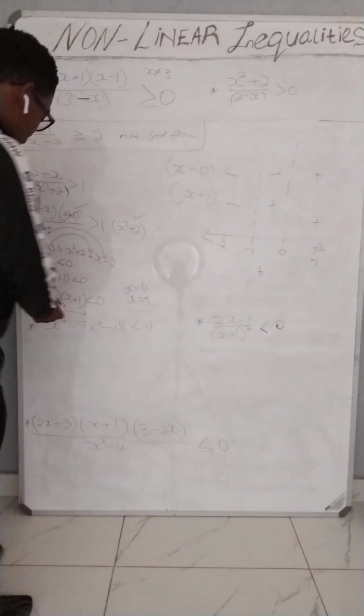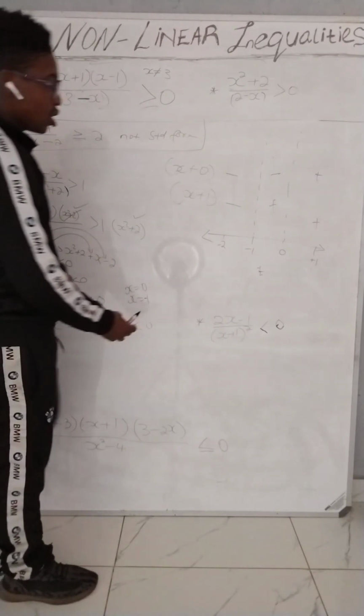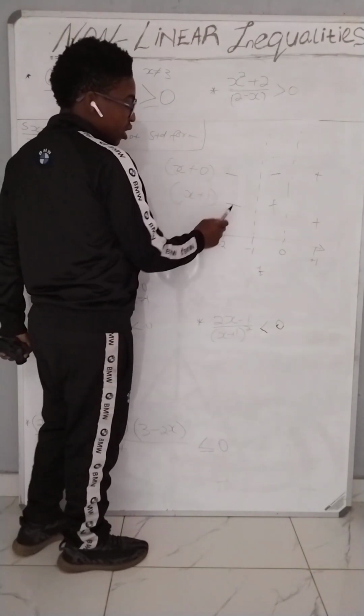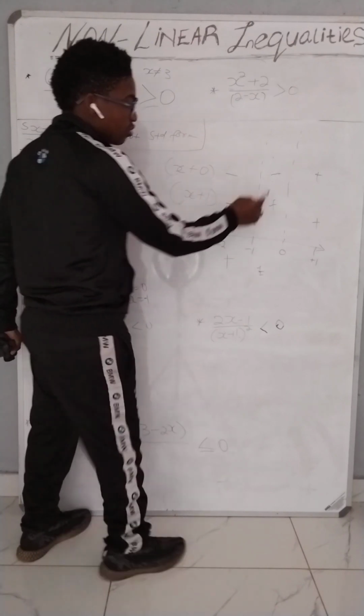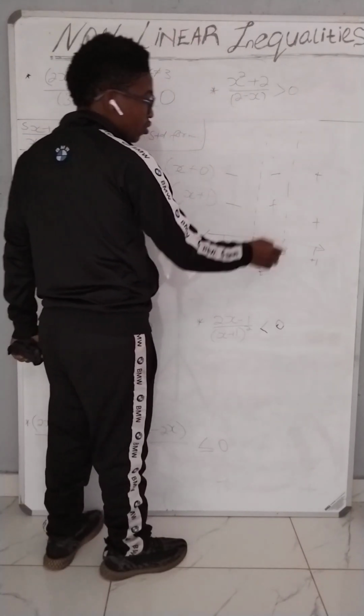And then because you're multiplying these two together, you're going to say negative times negative will give you a positive. Negative times positive will give you a negative.